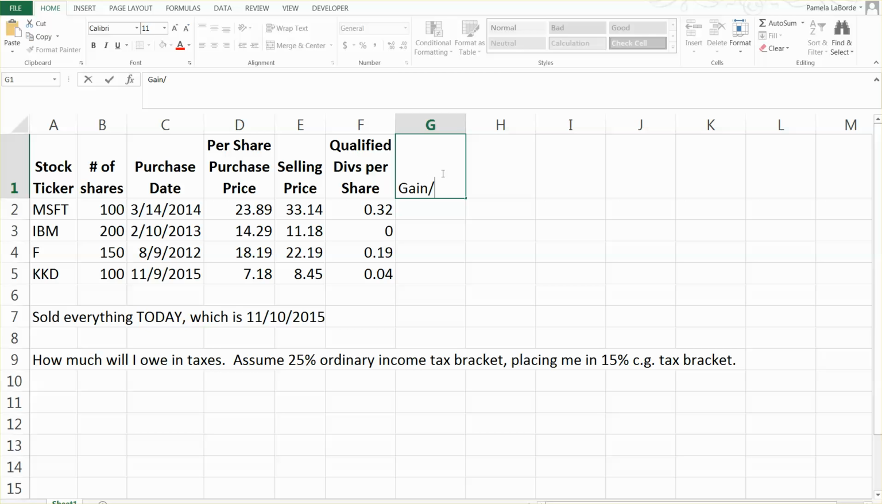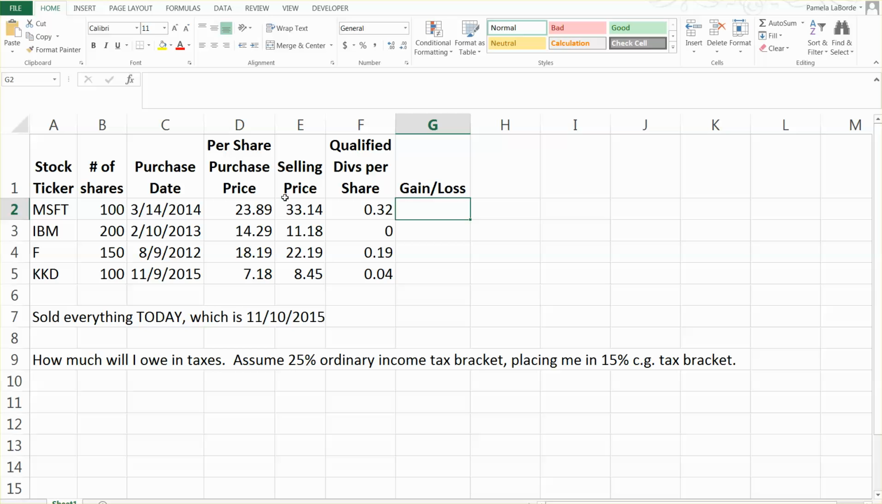So I need to first figure out whether I've got a gain or a loss. And that gain or loss is determined by whether I sold the stock for more than I paid for it. So I sold Microsoft shares today for 33.14 and I bought them back in March of 2014 for 23.89. So I have a gain. My shares of IBM, I sold them today for 11.18, but I paid 14.29 for them back in February of 2013, so I have a loss on those. I have a gain on my shares of Ford, and I have a gain on my shares of Krispy Kreme.